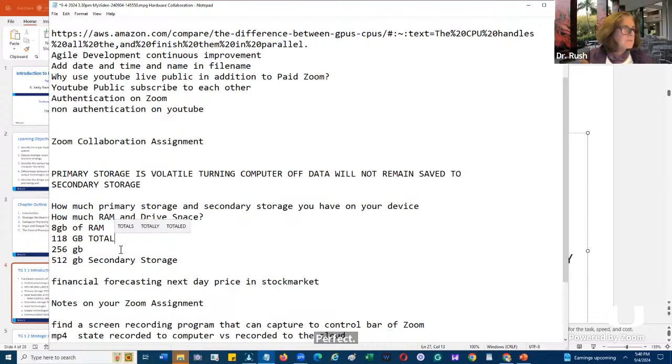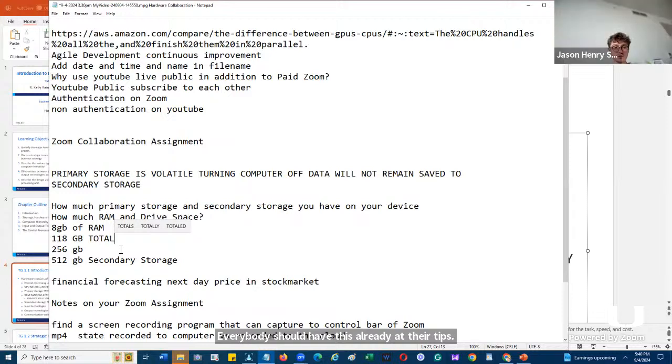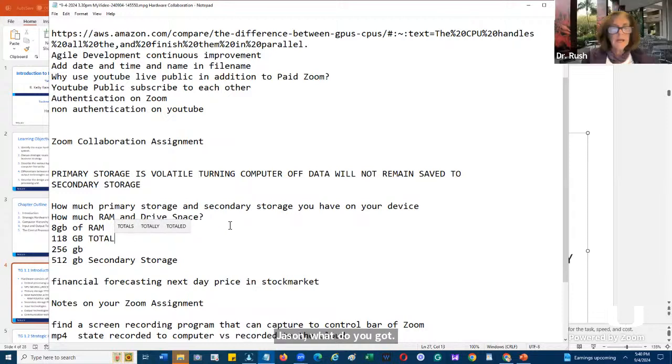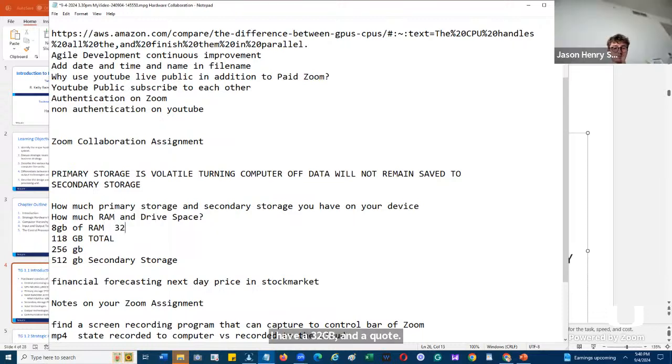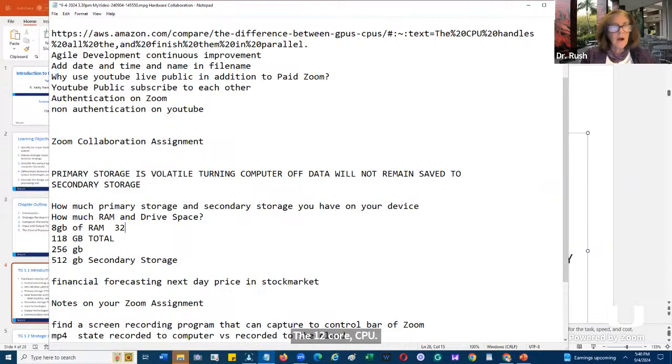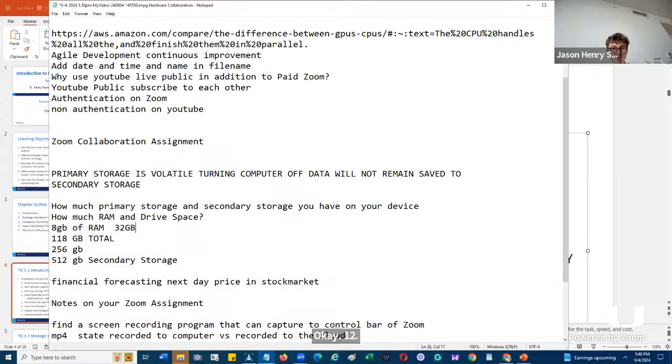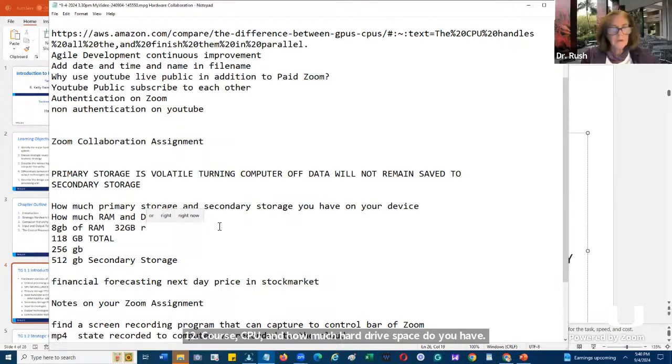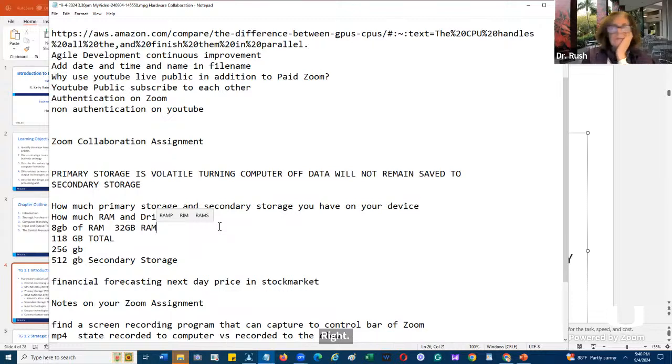Jason, what do you got? I have 32 gigabytes. Okay, and so he has 32 gigabytes, a 12 core CPU. Okay, 12 core CPU, and how much hard drive space do you have? I'm not sure. Okay, well, none of us are sure, so you got to go find out, right? It's something we should know in our sleep, so find out.